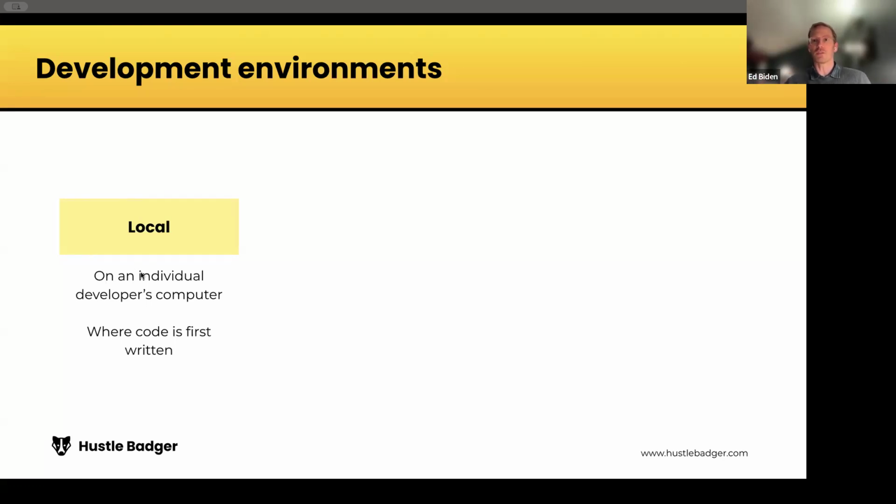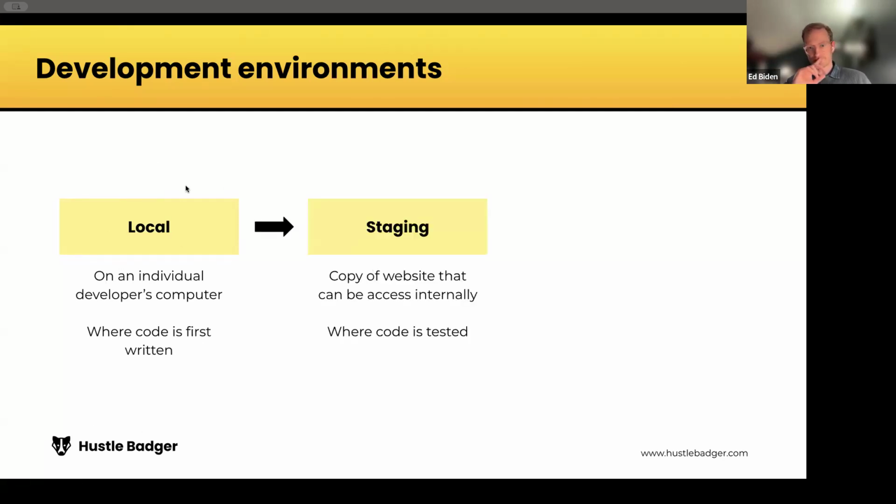So you get a copy of the website, you put it on your machine, you run it on your machine, and you change the code, and you can see how it changes. If you're building something from scratch, it's going to start on your machine first. Once you've got it working on your machine, you're going to put it into a staging environment.